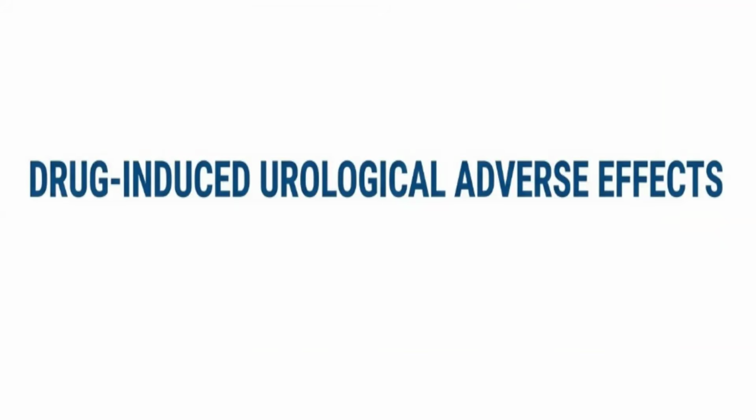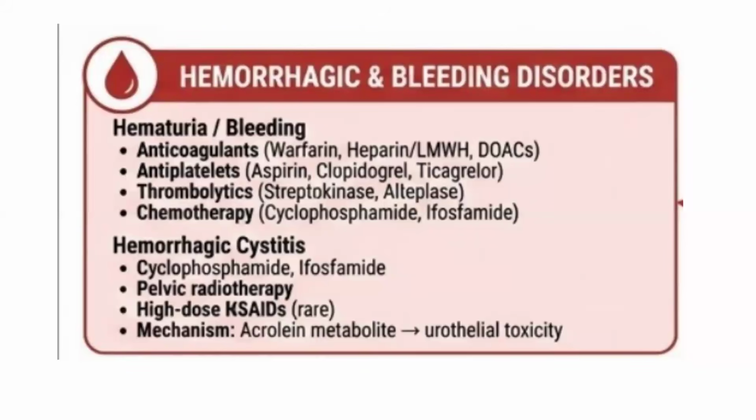We have the drugs commonly found to be associated, the drugs which can cause complications which can present in the urological scenario. So the hemorrhagic and bleeding disorders can be caused by anticoagulants, antiplatelets, thrombolytics, and chemotherapy such as cyclophosphamide, ifosfamide. Hemorrhagic cystitis is caused by pelvic radiotherapy, chemotherapy, high dose NSAIDs, with the mechanism of urothelial toxicity.